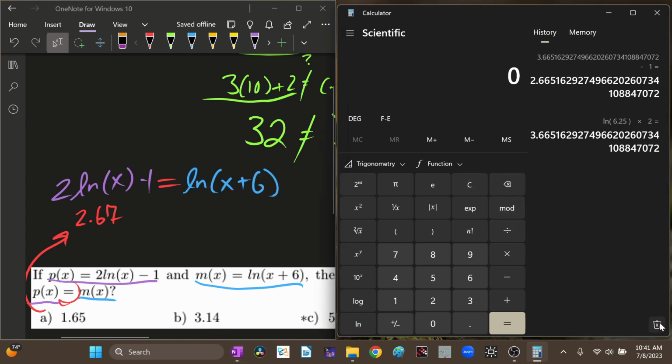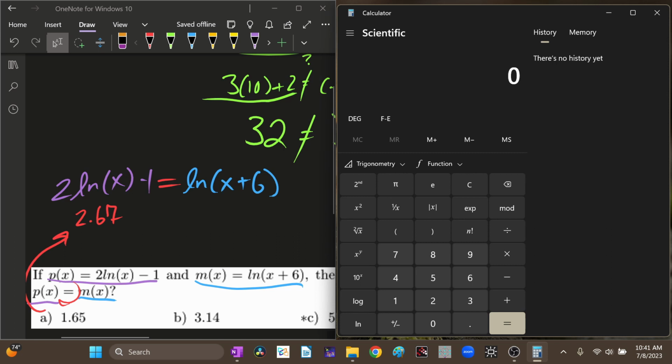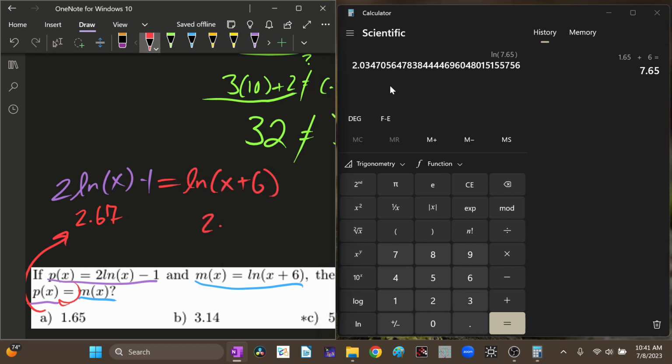So let's clear all this out. Let's take our 1.65 and we're going to need to add 6 to it. So plus 6. And whatever that answer is, we will take ln of it. So there's this nice ln button. And we get 2.03. So that is not a match. So it's not choice A.